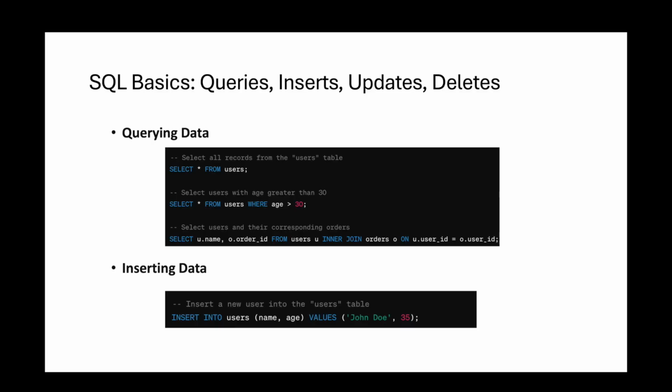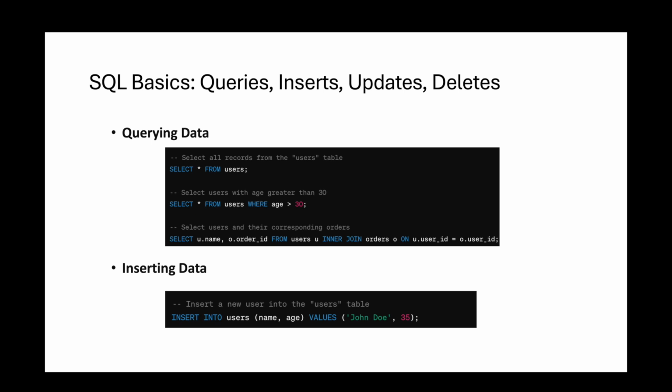SQL basics, queries, inserts, updates, deletes, querying data. SQL queries are used to retrieve data from PostgreSQL tables based on specified criteria. The select statement is commonly used for querying data, along with clauses such as where, order by, group by, and join. Example: select all records from the users table.